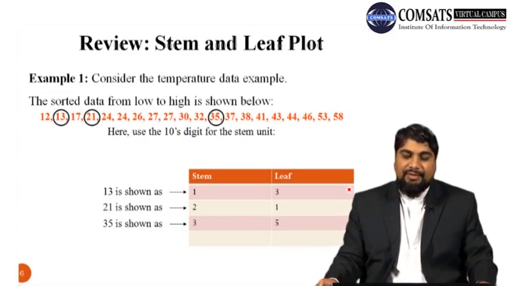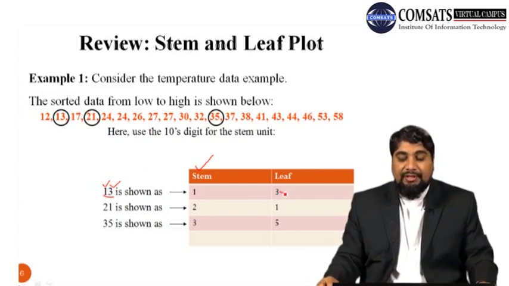So you can see that the number 13, in this number the first leading digit is 1. So in the column labeled stem we will put 1 here, and the trailing digit is 3, so we will put this 3 in the leaf column.